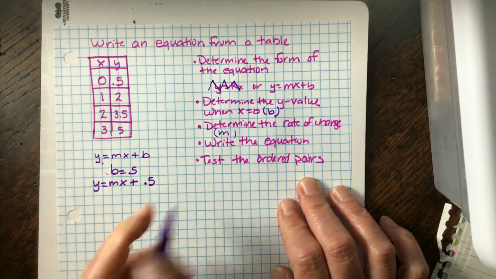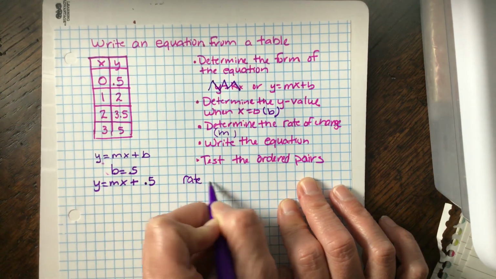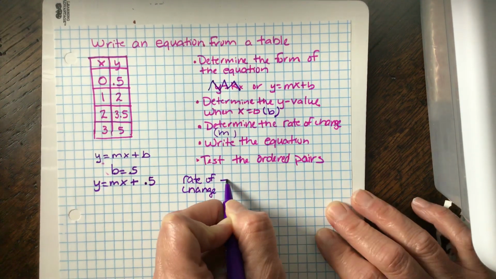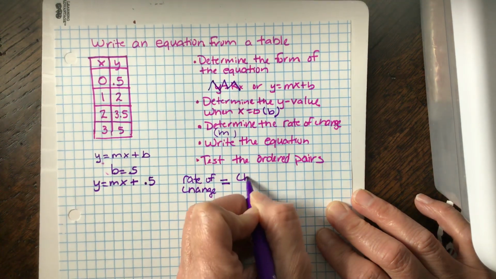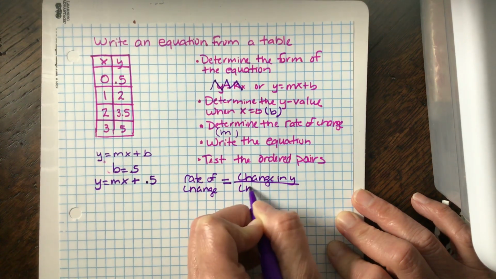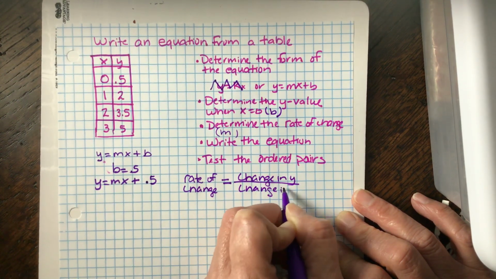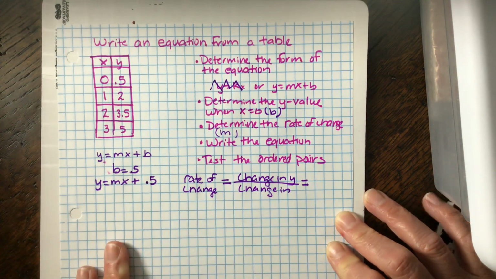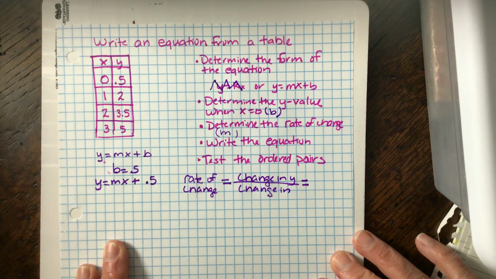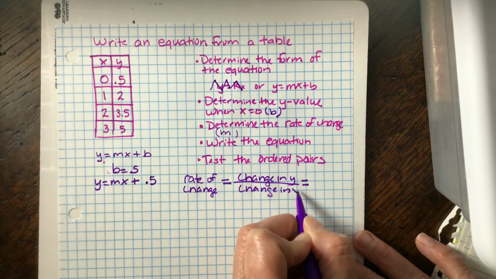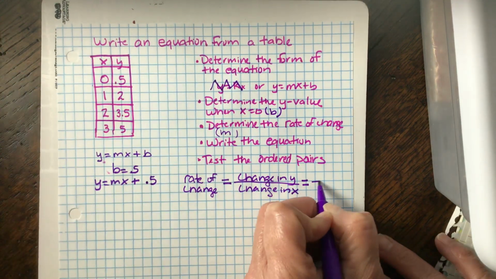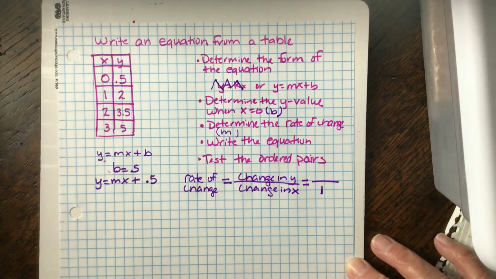To determine the rate of change, it is the ratio comparing the change in y over the change in x. You can go back to our notes on the Google slide and you'll see the same information, if you need to refer back to that. I'm going to start with the change in x first, and we've already talked about that. X is going up by 1 each time, so I know that number is 1.